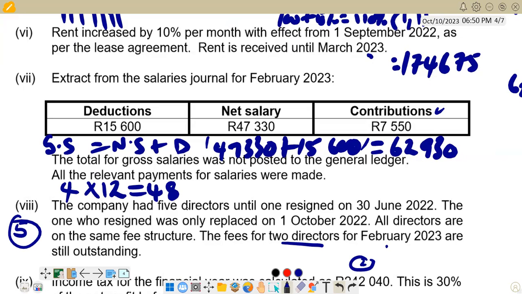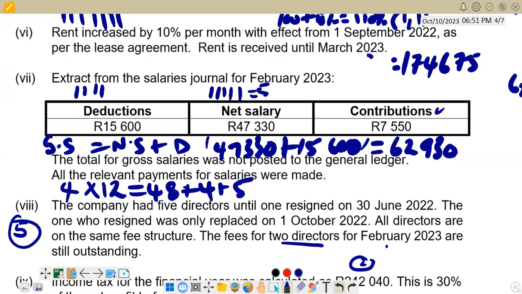Then one of the directors resigned on 30 June 2022. So let's count how many months until that director resigned. Remember, the year is starting in March, so we're saying March, April, May, June. So it means this director was there for 4 months. And then this director was replaced on 1 October. So from 1 October, there was someone who was being paid again. So we have October, November, December, January, February: 1, 2, 3, 4, 5. So we add 5. So these were the months that were supposed to be paid.